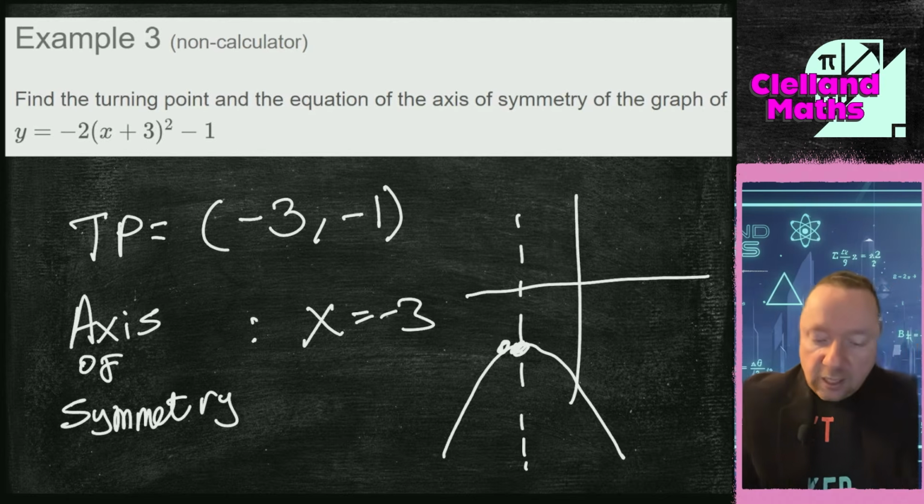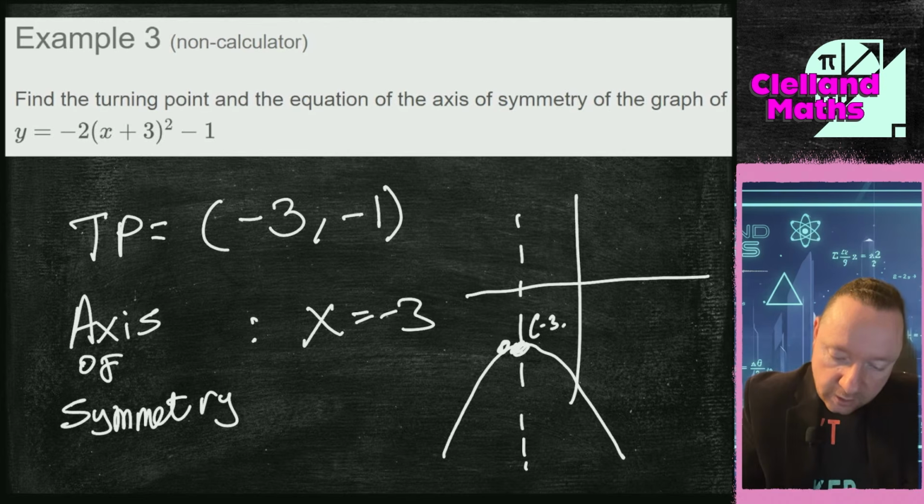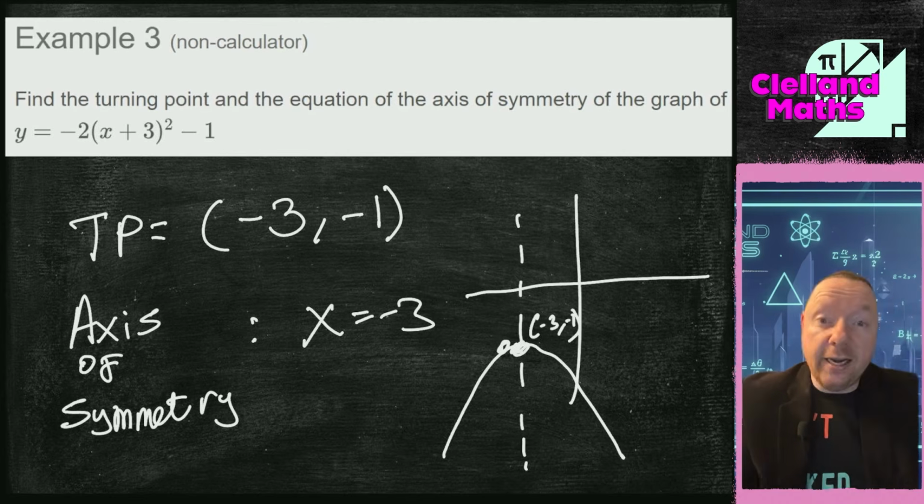That's the axis of symmetry, just that dotted line that cuts it in half. So that's -3 minus 1, and the equation of a vertical line is x equals a number, so it's x equals -3 because that's the coordinate of the turning point.